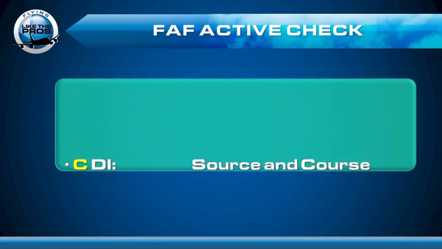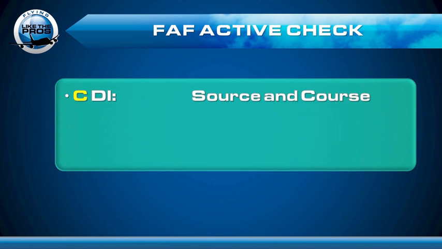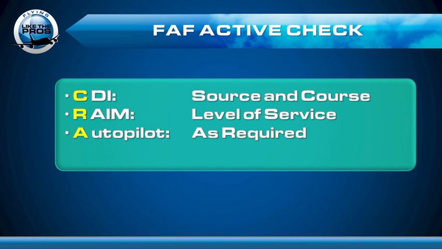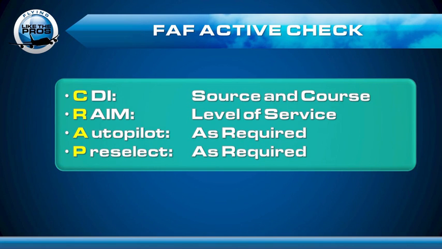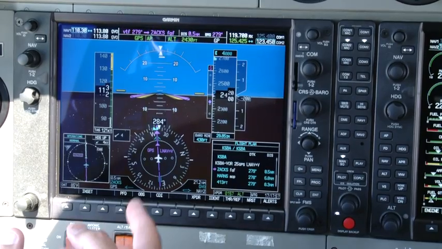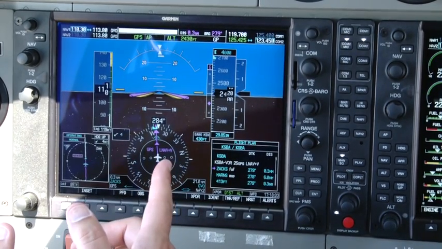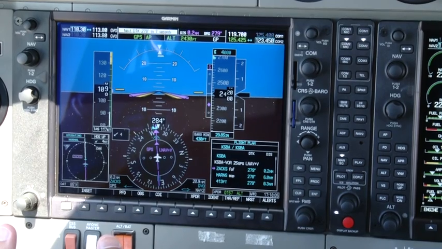And that looks like this. C stands for CDI, source and course. Source, I'm going to confirm the CDI is set to GPS and I've got the correct course. R is RAIM. This is where I confirm the level of service. A is autopilot. I'll make sure it's programmed as required. And P is the altitude pre-select. Remember, on an approach with vertical guidance, I'll set my altitude pre-select different than an approach with no vertical guidance. CDI is set to GPS. The RAIM is LNAV plus V. Autopilot approach mode, I've got GPS with glide path armed. And the altitude pre-select is 4,000 feet.